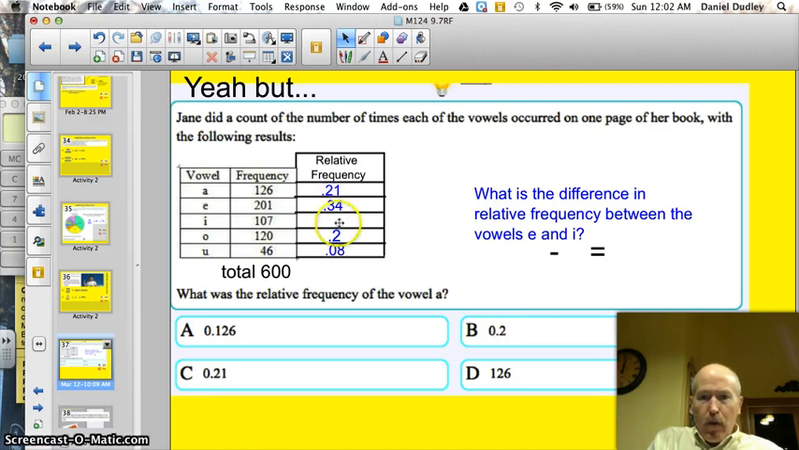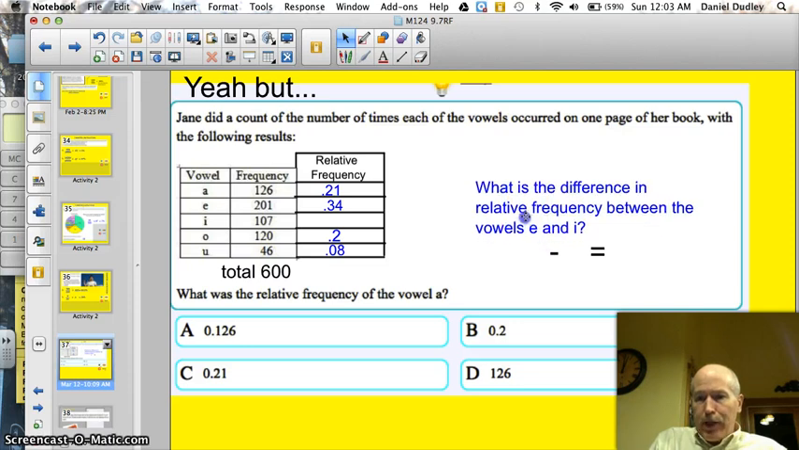Now you might wonder what these other numbers are. Well, sometimes they give you the other relative frequencies. So I actually calculated a few out. I calculated out the E, the O, and the U. Now here's another type of question you'll sometimes be asked. What is the difference in relative frequency between the vowels E and I? Well, for E, the relative frequency is 0.34 or 34%. The I we don't know, so we have to calculate the I first.